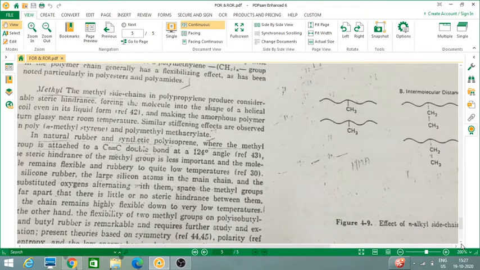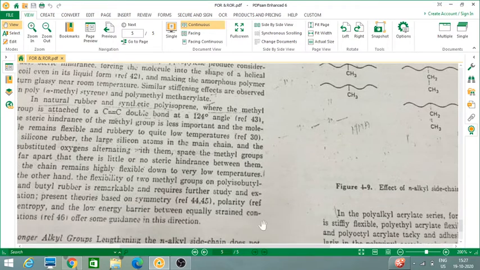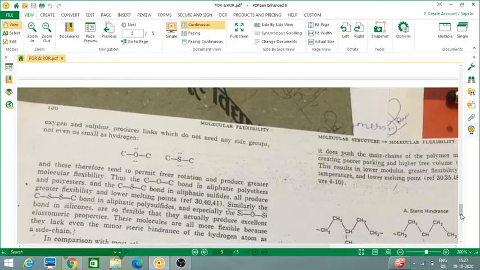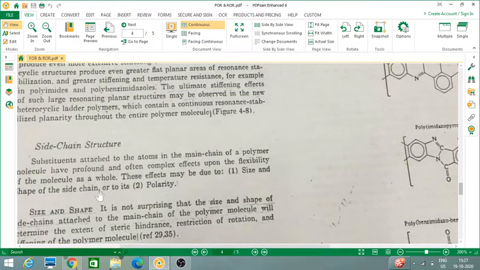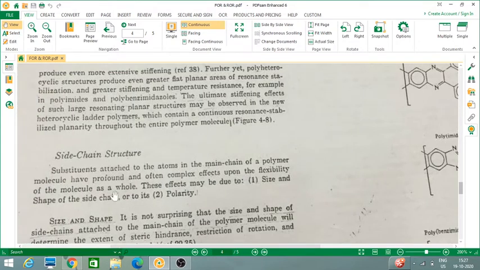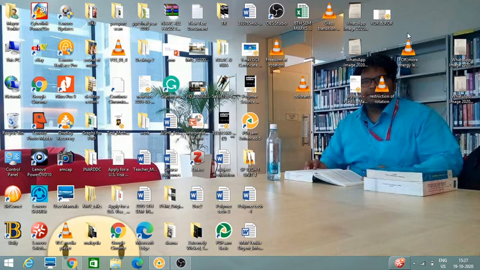Okay, but as I said, side chain structure affects the flexibility of a molecule as a whole. These effects may be due to the size and shape of the side chain, and also the polarity of the side chain. So let us see polarity.